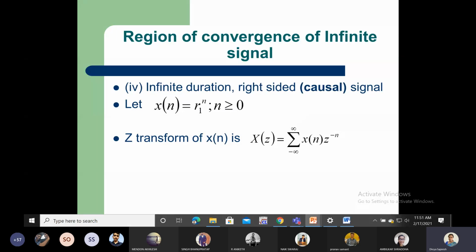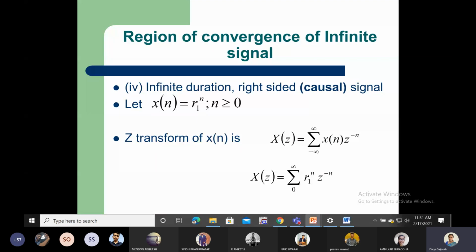Now, since it is a right-sided signal, since the signal exists only on the right-hand side, I can redefine the limits of the summation instead of from minus infinity to plus infinity. Now I can redefine it as 0 to infinity, and your signal x of n can be substituted as r1 raised to n, which will be multiplied with z raised to minus n. Okay, so here while I multiply the signal r1 raised to n with z, the signal will get transformed into the z plane.